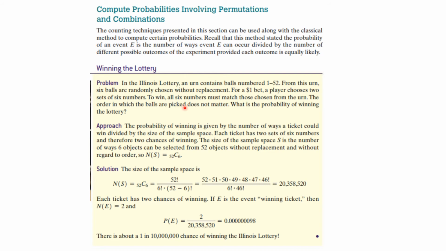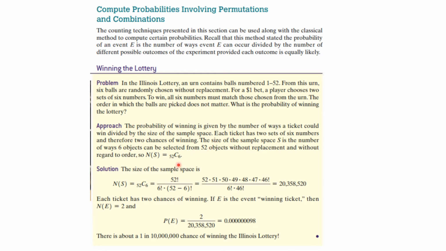This is winning the Illinois lottery. In the Illinois lottery, there is an urn containing balls numbered 1 through 52, so we know the balls are different. From this urn, 6 balls are randomly chosen without replacement. For a $1 bet, a player gets two sets of 6 numbers. So to win, all 6 numbers must match those chosen, but the order in which they are picked does not matter. That tells you something. What is the probability of winning the lottery?